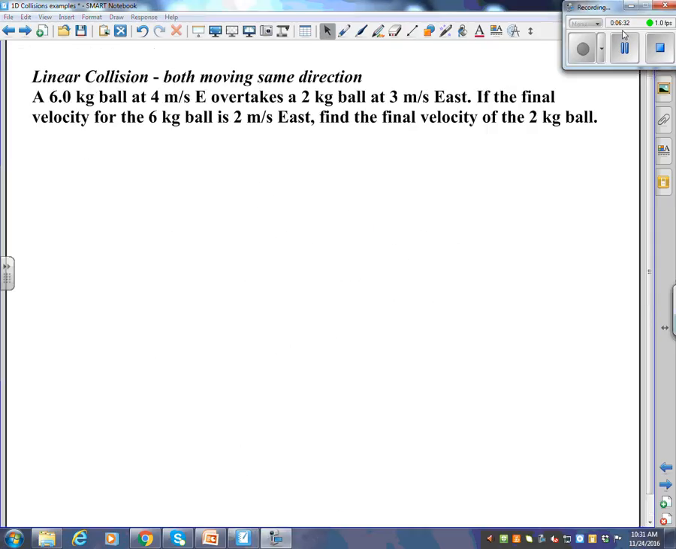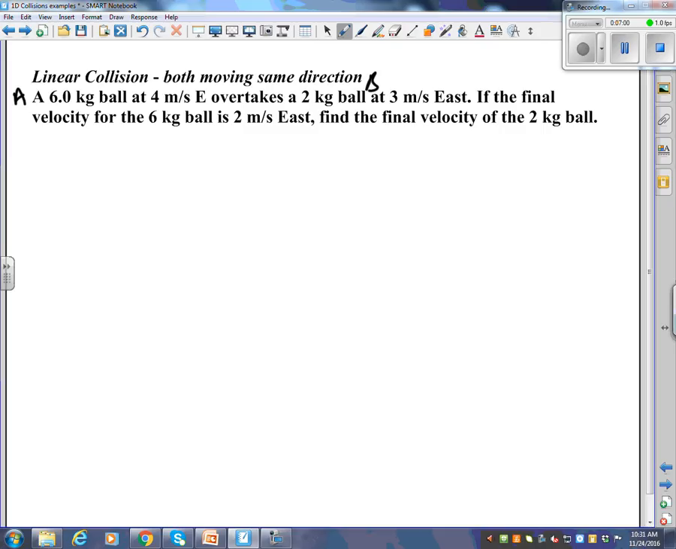Okay, so this time, both moving same direction. What changes here? Does anything change about the setup? Both moving same direction. Is anything different? The first one's not pressed. Does that change any of the setup? I don't think so. This is A. This one's B. Do I need to draw the picture again, or can you do it without the picture?